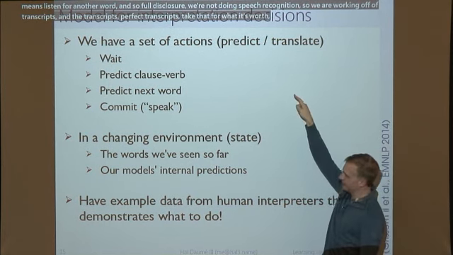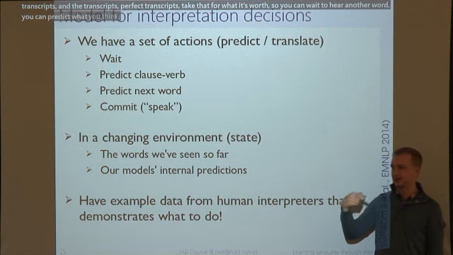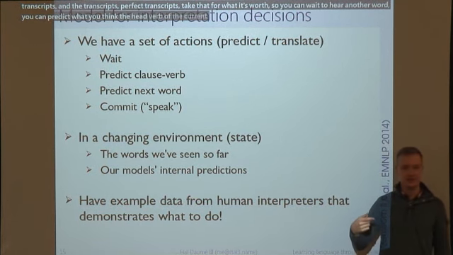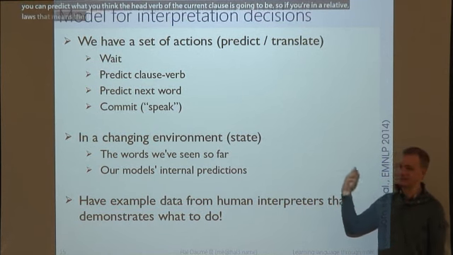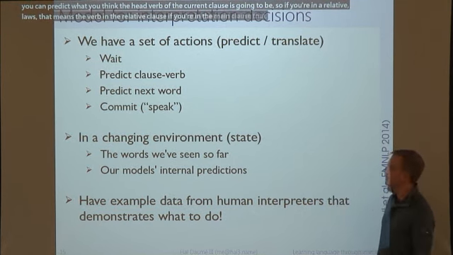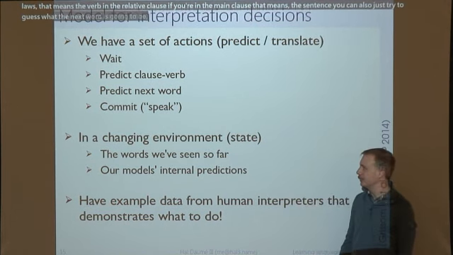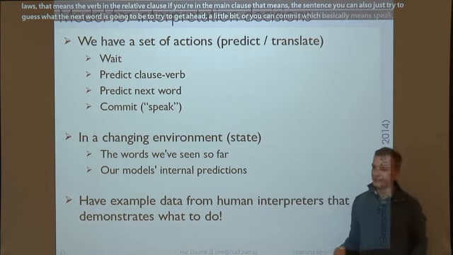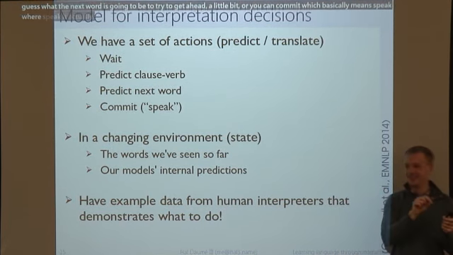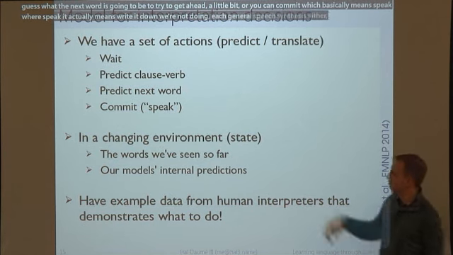So you can wait to hear another word. You can predict what you think the head verb of the current clause is going to be. If you're in a relative clause, that means the verb in the relative clause. If you're in the main clause, that means the main verb of the sentence. You can also just try to guess what the next word is going to be to try to get ahead a little bit. Or you can commit, which basically means speak, where speak actually means write it down. We're not doing speech synthesis either.